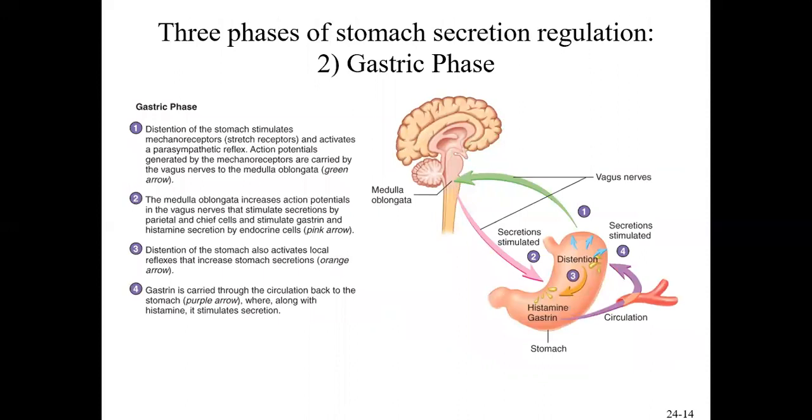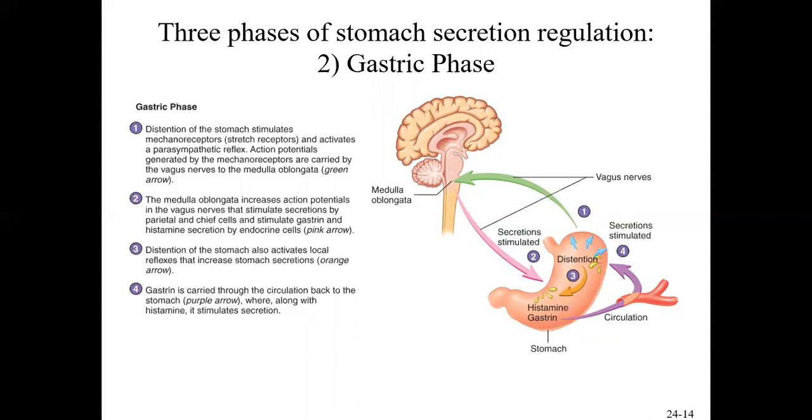The second phase is called gastric phase. Gastric refers to the stomach and to the intestines. And so gastric phase is once food is actually in the stomach. Once food is actually in the stomach, there's a little bit of a stretch reflex that takes place. That's called distension. So once food has entered into the stomach, it causes a little bit of stretch in the stomach and on the smooth muscle that's in the stomach.